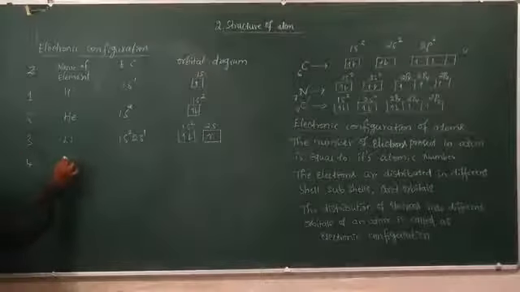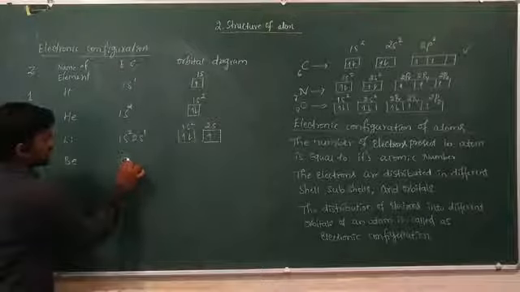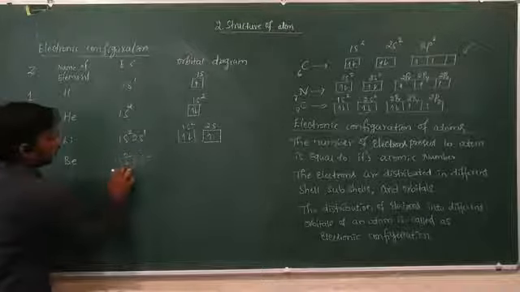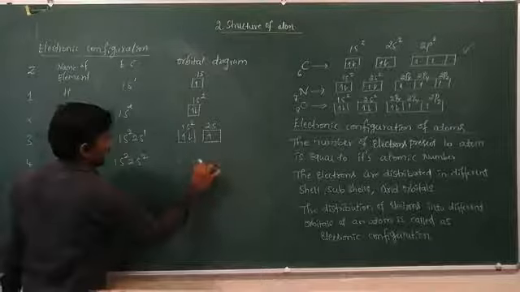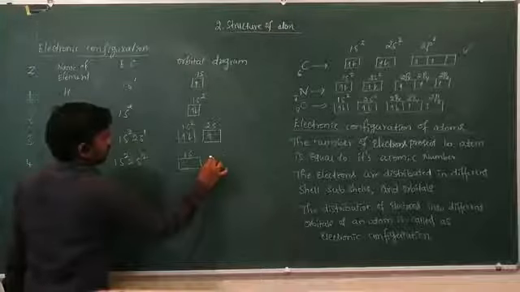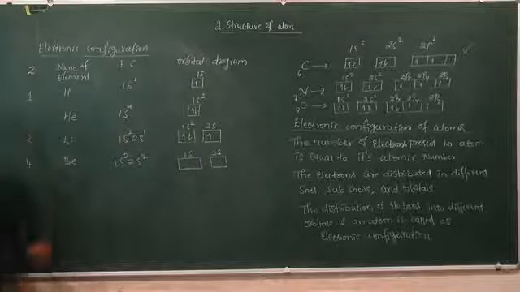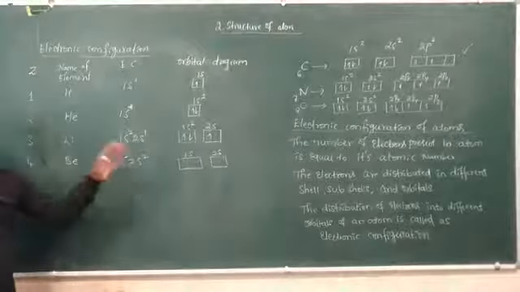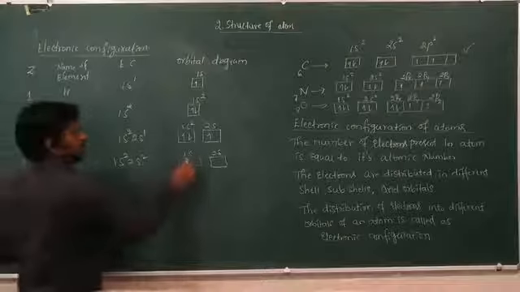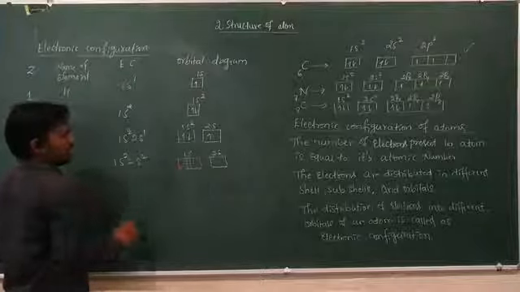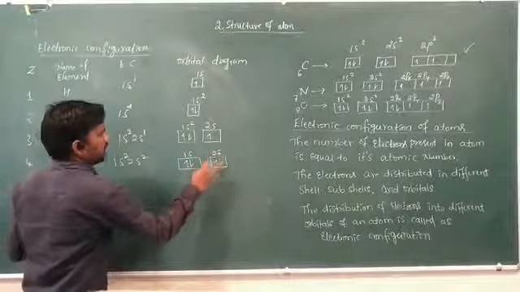Atomic number 4, beryllium. Electron configuration 1s2, 2s2. Completely filled 1s and 2s orbitals. In the orbital diagram, 1s and 2s, the electrons filled are equal to the atomic number 4. S orbitals can hold a maximum of 2 electrons: 2 in 1s, and 2 in 2s also.